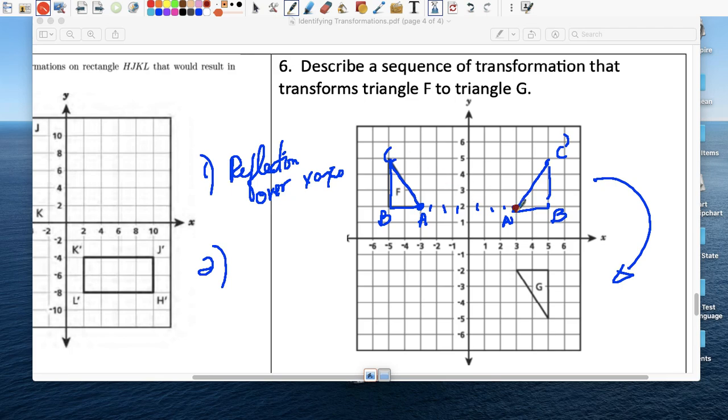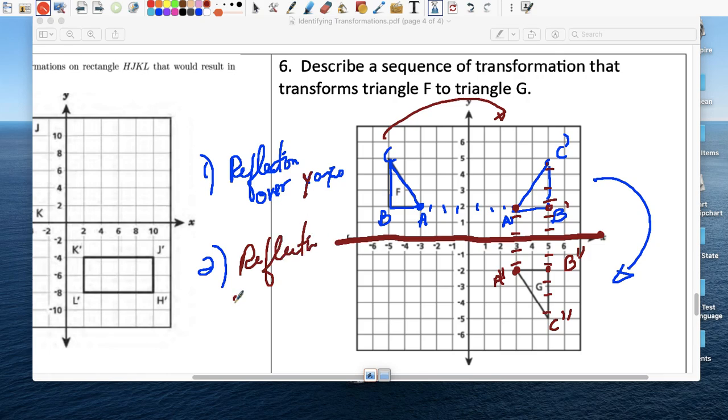A prime, A double prime should be 2 units away from the line of reflection. And let me give you the line of reflection, which I didn't draw. So A prime, which is this guy right here, that works. B prime, which is this guy right here, that works. And then C prime is this guy. 1, 2, 3, 4, 5. 1, 2, 3, 4, 5. Look, it works. So it's a reflection over the y-axis first, right? Because that's what we did. We went from here to here. And then a reflection over the x-axis.